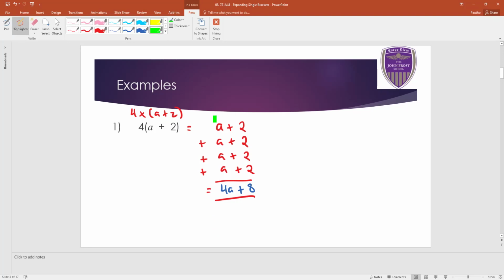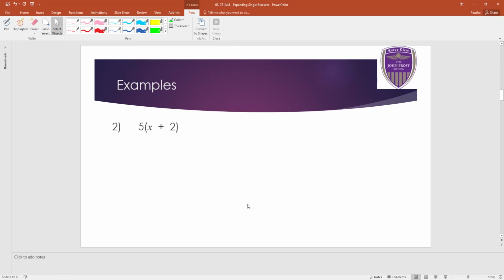You see, look here, how the bracket got bigger. It went from a little thing here to a big thing here. That's the expanding part. Then at the end, I just collected the like terms, which you've done before, to make the result simpler to read. And that's all there is to it. So here's example 2. Pause the video. Have a go. And then come back when you're ready.